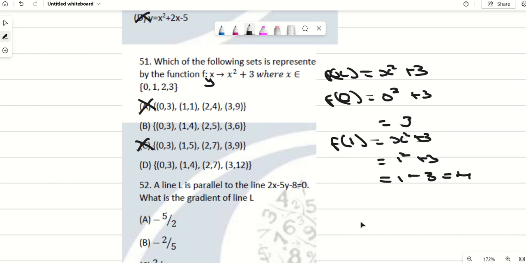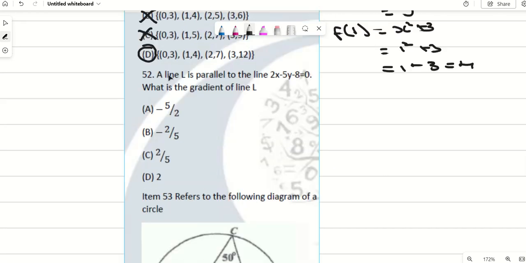The next one, when x is equal to 2. That is 2 squared plus 3. These things, guys, you can do in your head. 2 squared plus 3 is 4 plus 3, which is 7. So we're looking for (2, 7). B has (2, 5), so we know it's not B. So the answer would be D. You don't even need to find f of 3 because all of these are correct: (0, 3), (1, 4), (2, 7), and (3, 12).